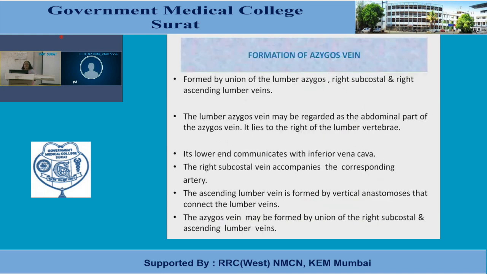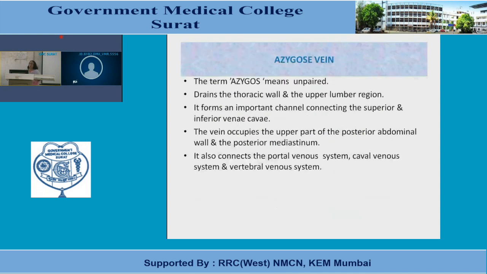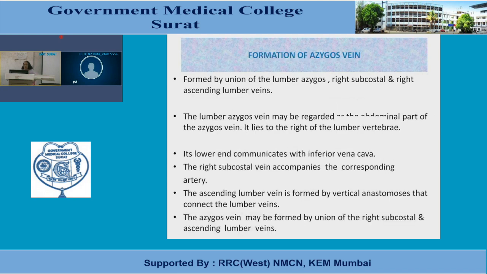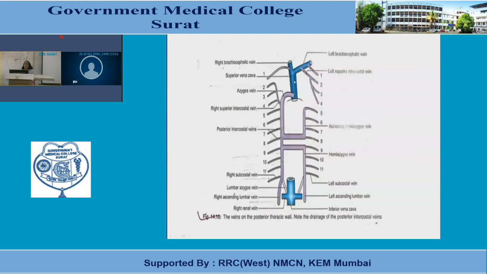So according to the theory, it drains the thoracic wall and the upper lumbar region. It forms an important channel connecting the superior and inferior vena cava. So here in the diagram, the inferior vena cava is there, and this is the superior vena cava. You can see in the diagram, the upper one is the superior vena cava, and this is the inferior vena cava. So it is an important connecting chain between the SVC superiorly and IVC inferiorly respectively.